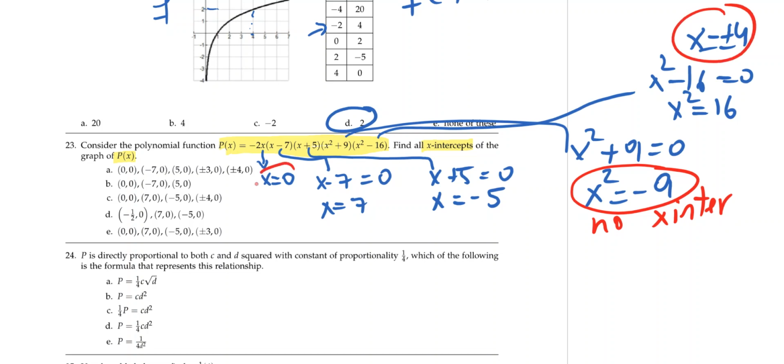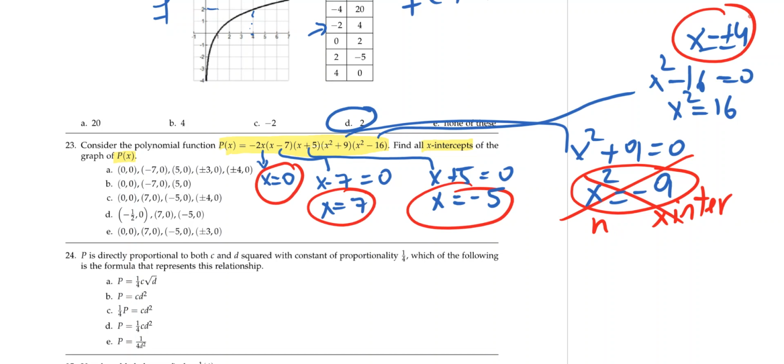So the zeros are 0, 7, negative 5, and plus or minus 4. So the answer will be C.